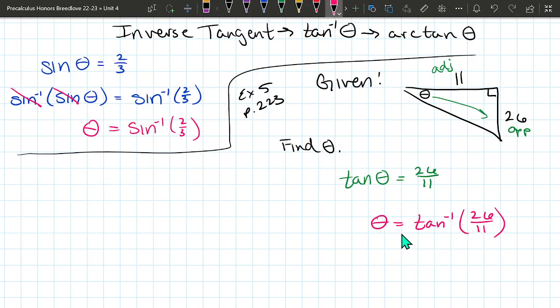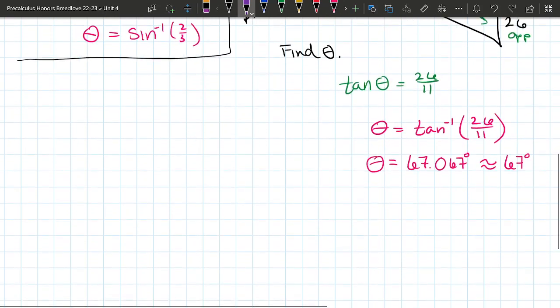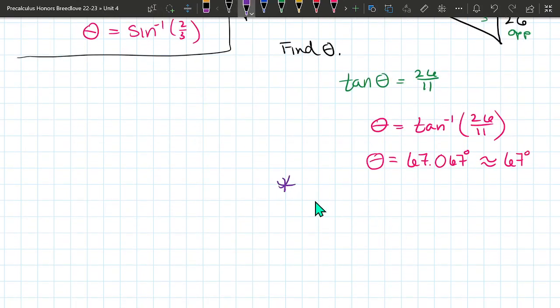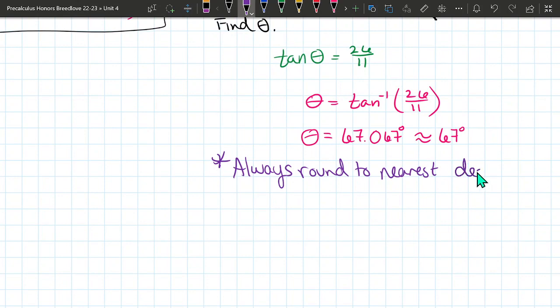Perfectly fine with that. And then if you calculate it, theta equals 67.067 degrees. And so we're going to round that to 67 degrees. And I'm going to make a note that we're always going to round to the nearest degree. So this is basically just finding the angles based off of the sides.